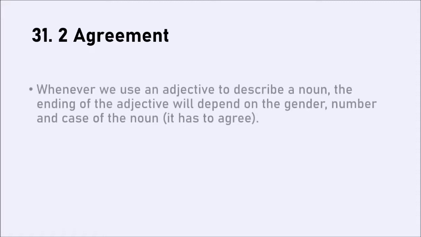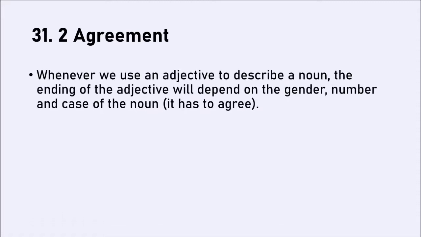Now, the next question that obviously arises is, okay, we now know the gender of the noun, but what happens to that adjective? And we need to look at something called agreement, okay? And that's what we saw at the start of the video with dvor and apteka. So this is the definition of agreement. Whenever we use an adjective to describe a noun, the ending of the adjective will depend on the gender, number, and also case of the noun. So the adjective has to agree with the noun, and that is the correct term to use, agreement, okay?